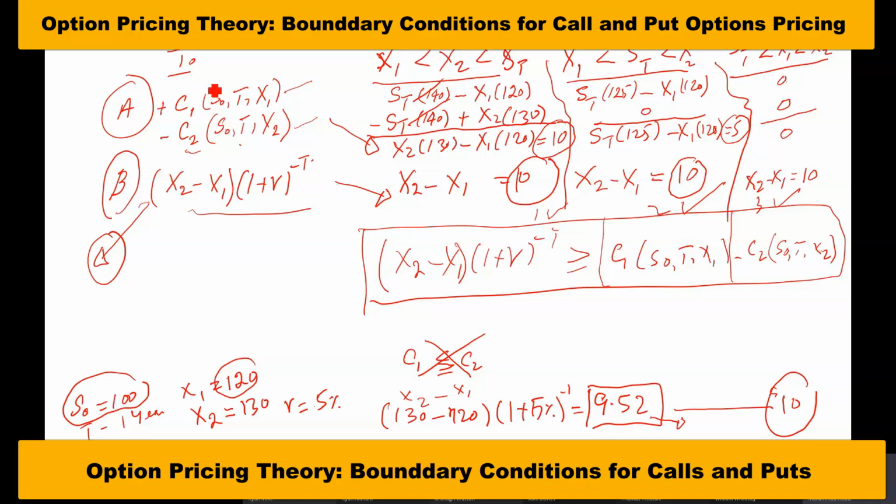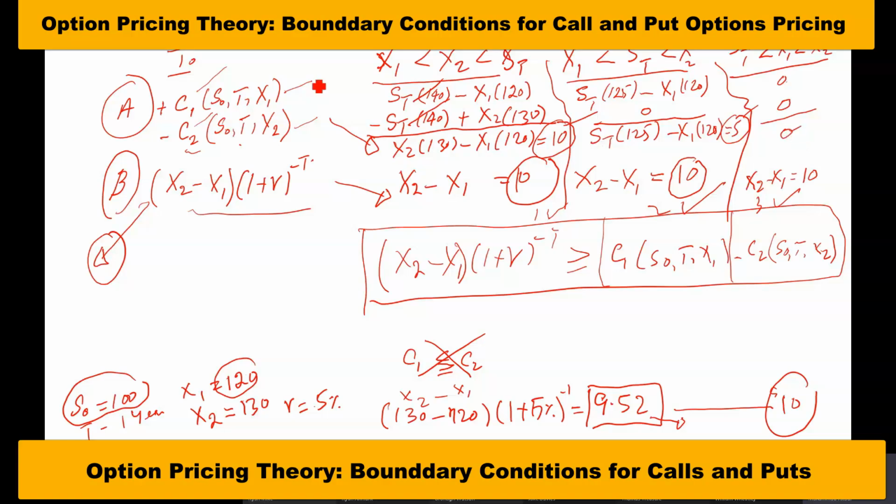However, portfolio A has a call option C1 and another call option C2. And we see in no case it can lose money. Is it losing money here? No. Is it losing money here? No. Is it losing money here? No. By losing money, I mean the payoff is never negative. Always the payoff is positive or zero.